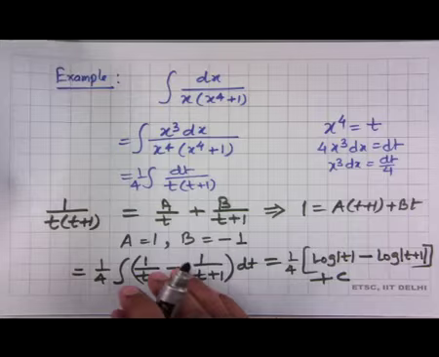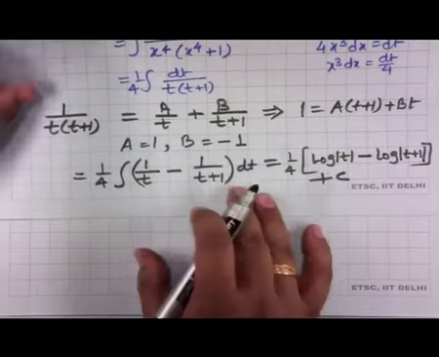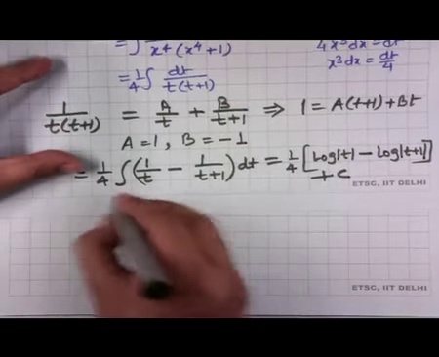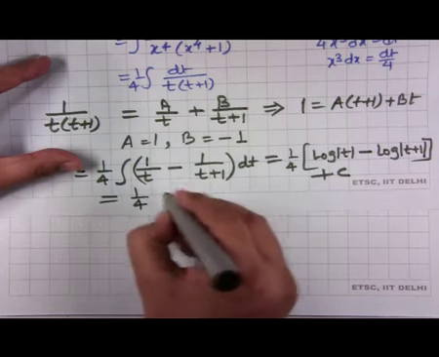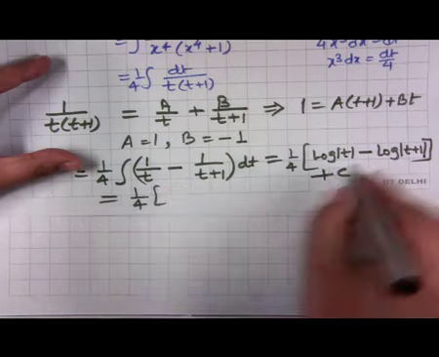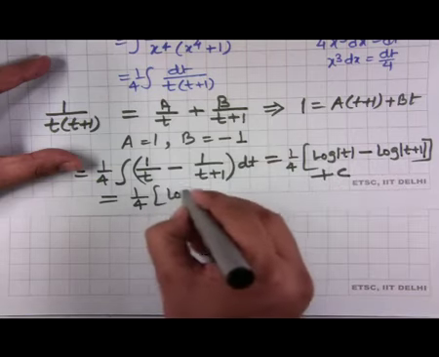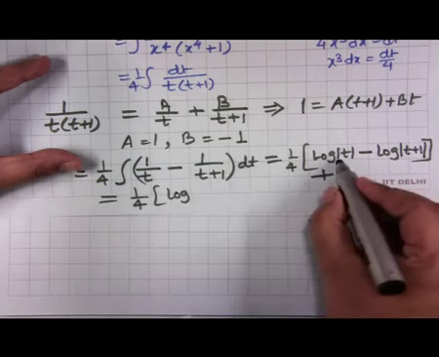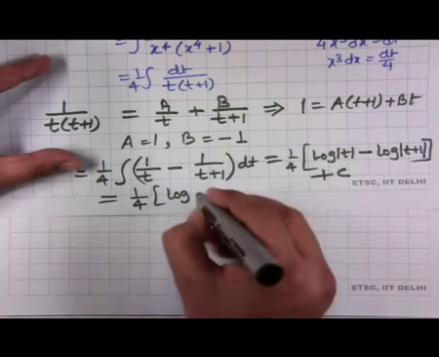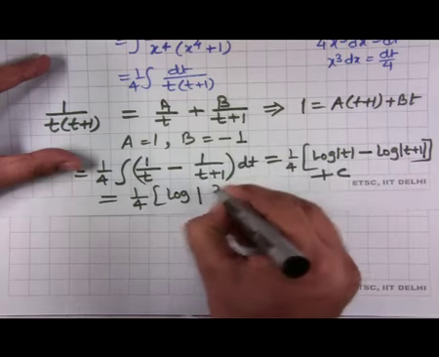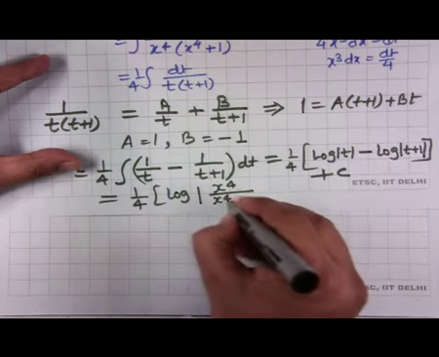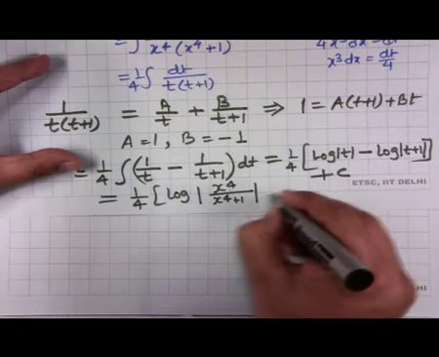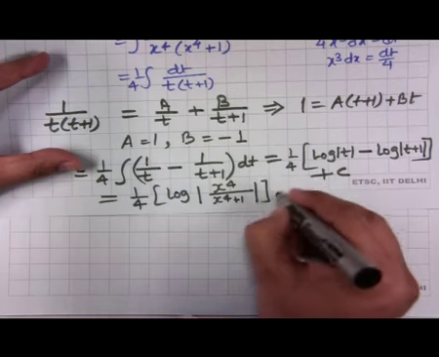So, substituting the value for t, which is x raised to power 4, we get the final answer as 1 by 4, and also using the formula log of m minus log of n is equal to log of m by n, log of mod x raised to power 4 divided by x raised to power 4 plus 1, plus constant c. So, this is what you get.